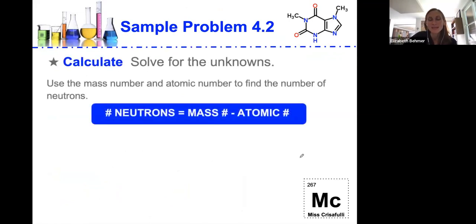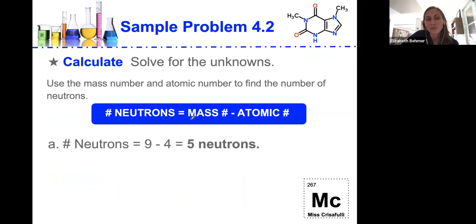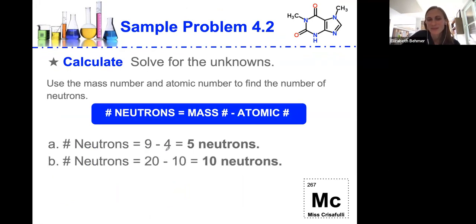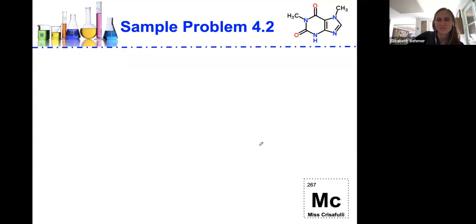Then we'll use the mass number and the atomic number to find the number of neutrons. We know that mass is equal to the number of protons and neutrons, so we'll find the number of neutrons by subtracting the protons from the mass. So the number of neutrons would be the mass number minus the atomic number. So 5 neutrons, 20 minus 10 is 10 neutrons, and 23 minus 11 is 12 neutrons for the last.